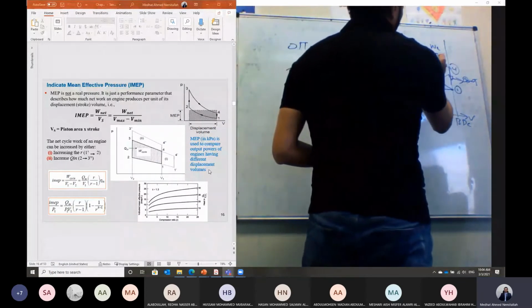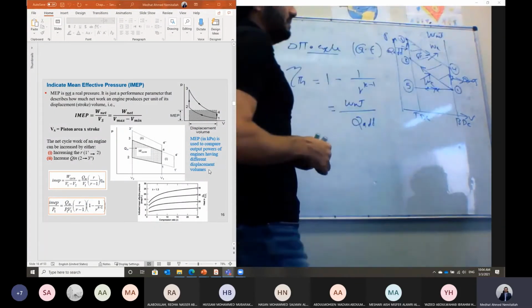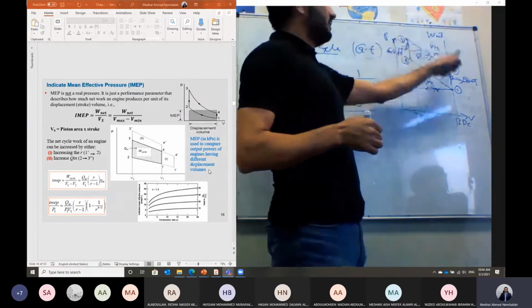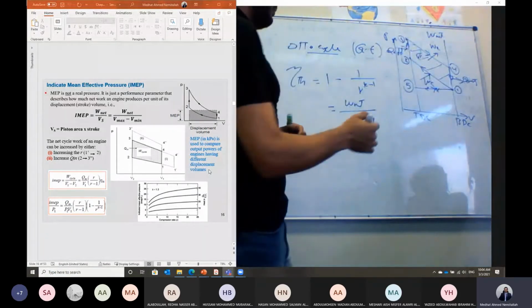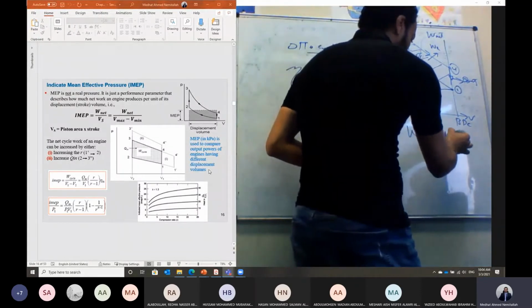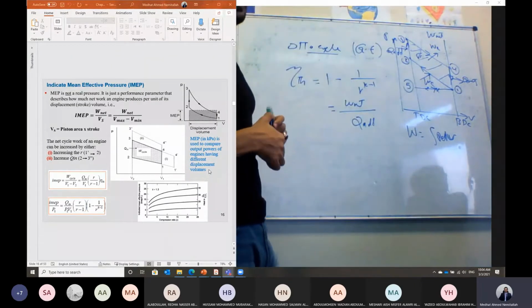And the net work produced by the cycle can be represented by the area contained by the points from 1 until point number 4. We have proved last time the work for a closed system, which is the assumption in the case of the standard Otto cycle; we assume the system is closed.